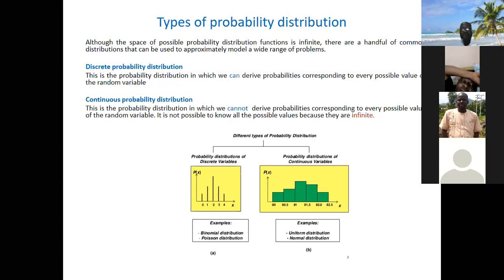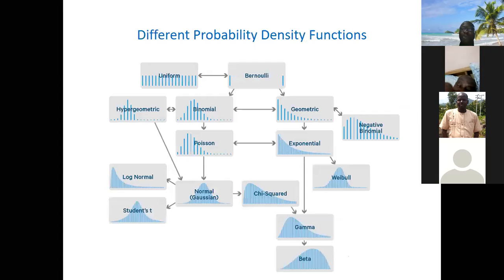And we have different types. In this graph now, there are 2 examples of each. For discrete, we have binomial, we have Poisson. For continuous, we have uniform, we have normal distribution. You're able to see more of the examples.